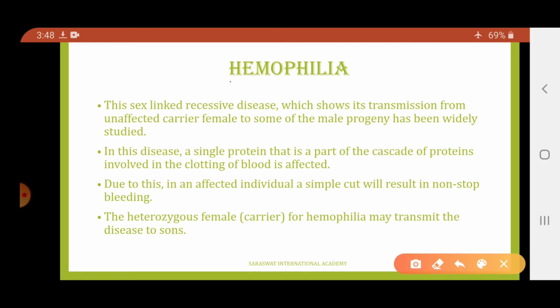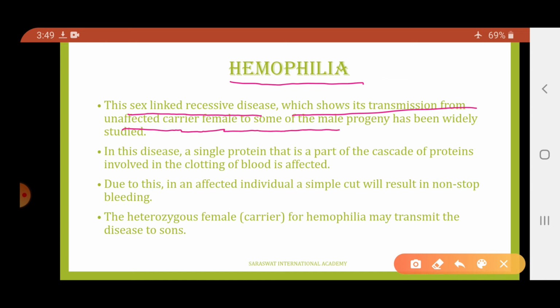But if we talk about the males, a female can be a carrier because her counterpart, the other chromosome, is normal. But males have only one X chromosome, so they show the disease, right, because the counterpart is Y. Now this sex-linked recessive disease, which shows its transmission from unaffected carrier female to some of the male progeny, has been widely studied. So basically females are the carriers, they are unaffected, but they transmit the disease to their sons.